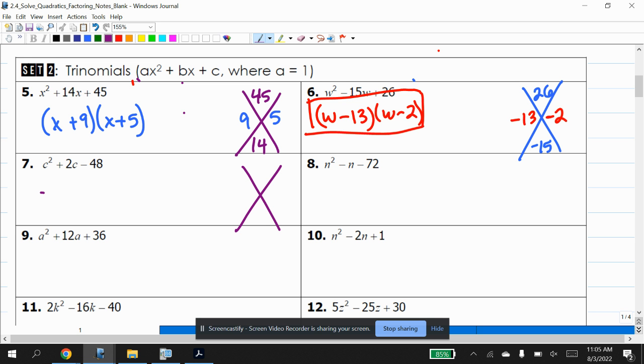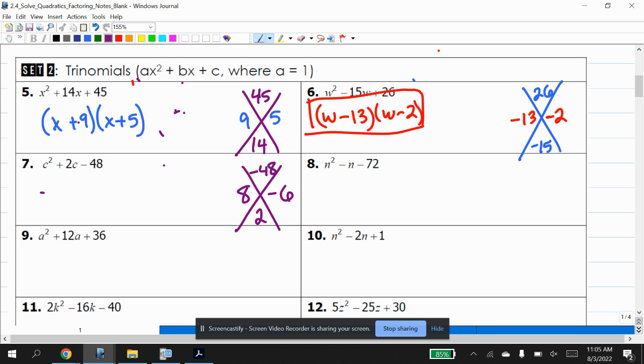Multiply to be what? What goes on top? Negative 48. Very important that you get the sign that goes with it. And then on the bottom of the X, positive 2. We need something that multiplies to be negative 48 and adds to be positive 2. 8 and a negative 6. 8 times negative 6 is negative 48. 8 plus negative 6 is positive 2.